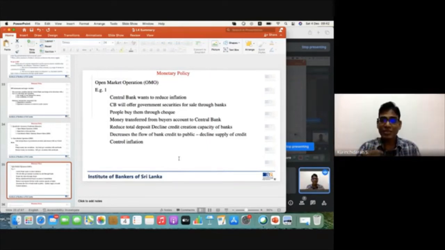Then the central bank should give new money to the government. So that's what, let's assume, is money printing. As an example, if the government wants money, they give the securities to the central bank, which prints the money and gives it to the government. This is the increase in money supply.